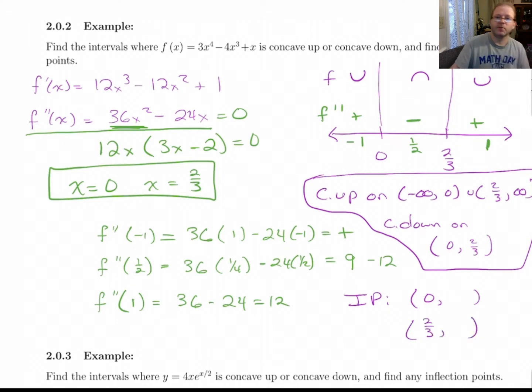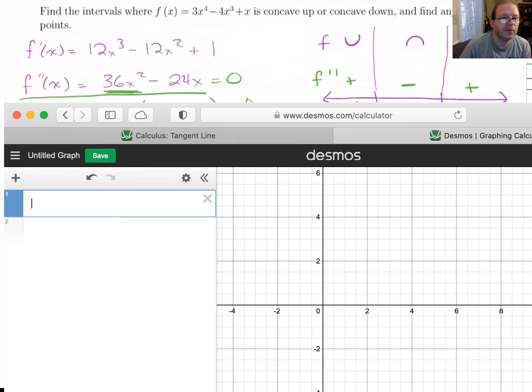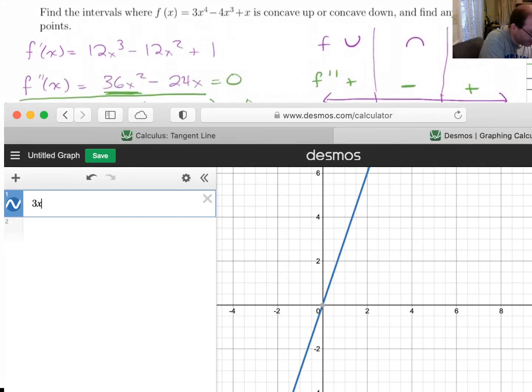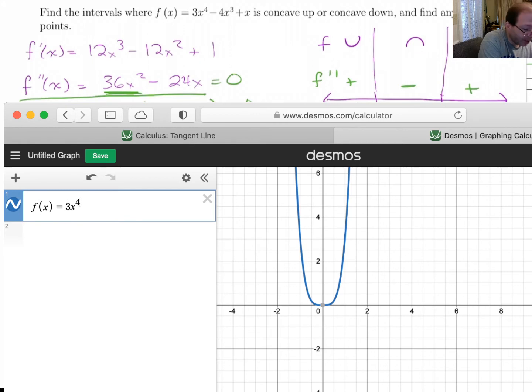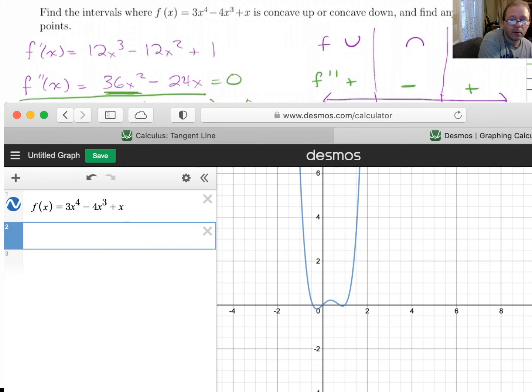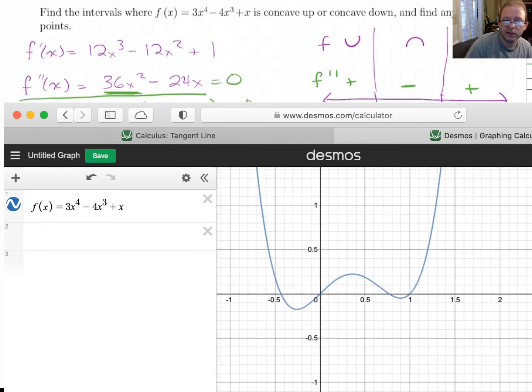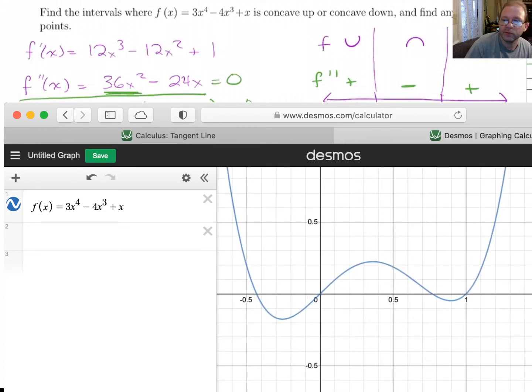Now let's use Desmos to figure out what those are. So my function is 3x to the 4th. I need to put in f of x equals 3x to the 4th minus 4x cubed plus x. And that's the function, and yeah, it does have that sort of W shape. It's maybe a little lopsided, but it's the W shape that I drew before.